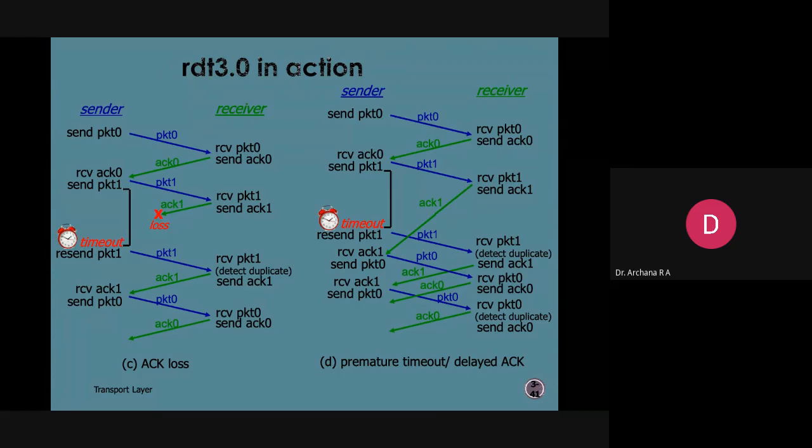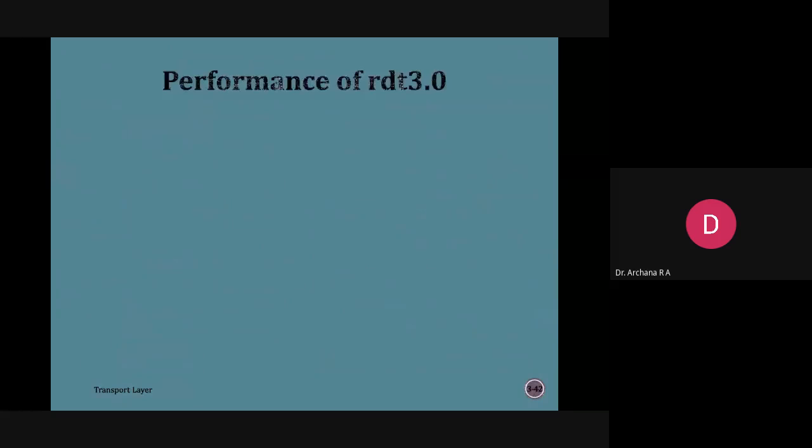Okay. So this is what we have seen in the previous classes. Today we'll discuss the performance of RDT 3.0. We have seen that if there is a bit error, with the acknowledgement and negative acknowledgement, we are going to detect that and correct it.